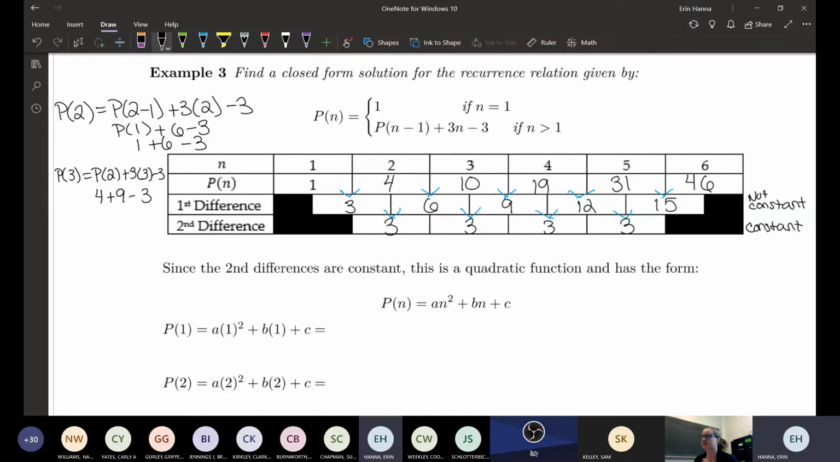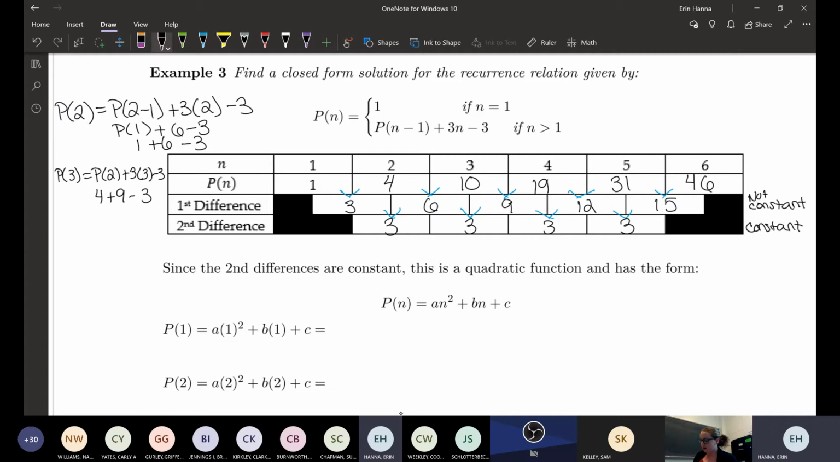So if we start looking at these differences between these terms, we keep going down the line until we get some constant numbers. And once it's constant across that, whatever that difference was, so here the second differences are constant, it's going to be a quadratic function that's going to be a closed form for that recurrence relation.